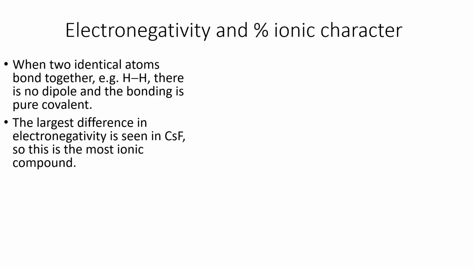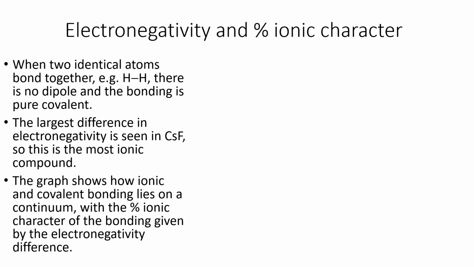And since electronegativity increases from left to right across a period, and increases up a group, it should follow that the element at the bottom left of the periodic table, cesium, bonding with the element at the top right of the periodic table, forgetting about the noble gases, which should be fluorine. Cesium fluoride, therefore, should be our most ionic compound with our greatest difference in electronegativity. But of course, there's a whole continuum in electronegativity. We can have small, medium and large differences in electronegativity.